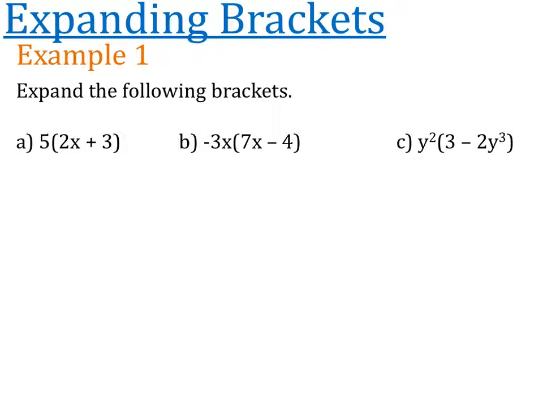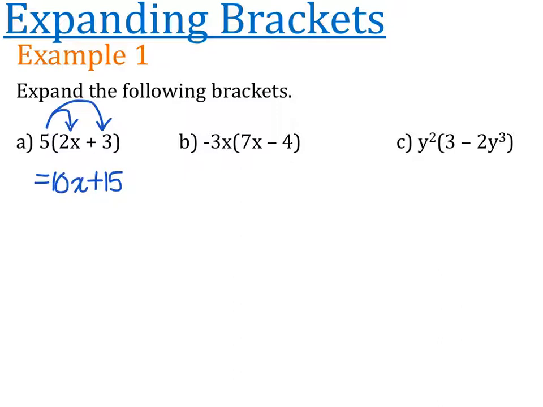So we've got 5 bracket 2x plus 3, and the bracket just means times by, so we're going to do 5 times by 2x and 5 times by 3. So we need to make sure the 5 sees everybody in the bracket, and we get 10x plus 15. Quite simple, very straightforward. The next question is the same idea, it just happens to have some extra numbers and extra letters in it.